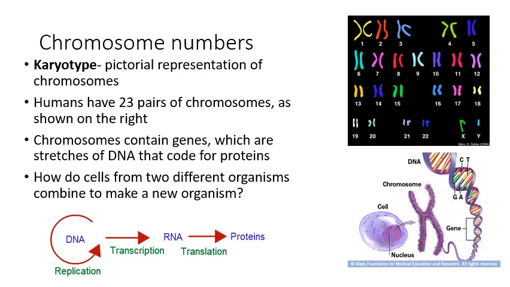Because if we had cells that each had the full set of 23 pairs, and they combined, then we'd have 46 pairs. And then the offspring of those organisms would have 92 pairs, and it would just expand like that. That would not be functional because we'd have too many chromosomes, and it would just increase with each generation. So instead, before sexual reproduction we have to halve the number of chromosomes that we have. Then when we combine, the new organism just has 23 pairs.